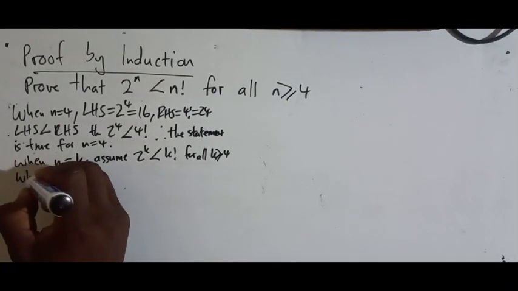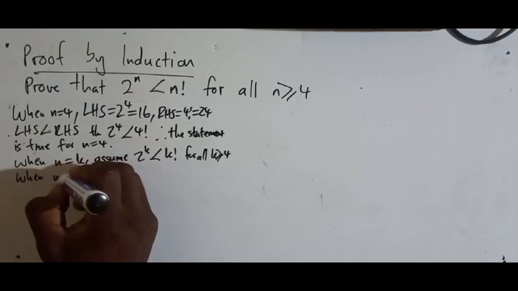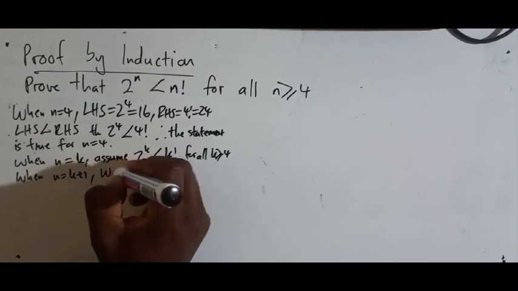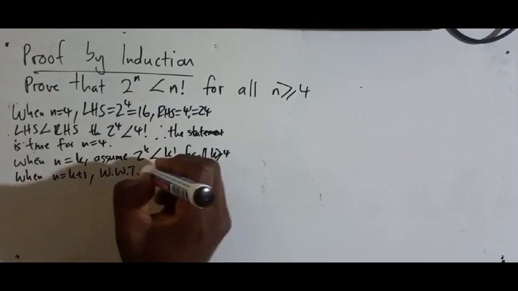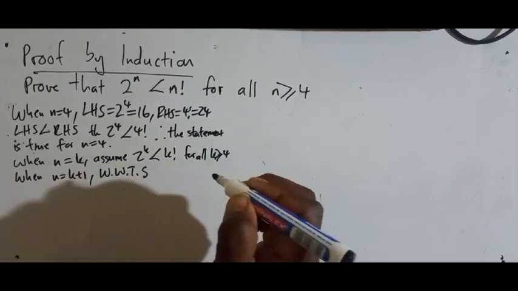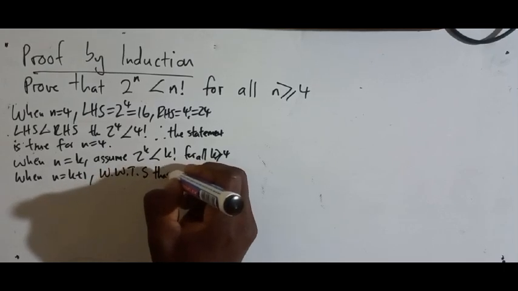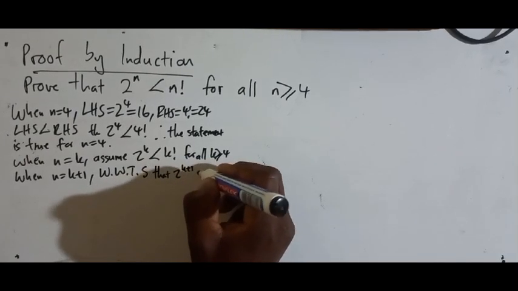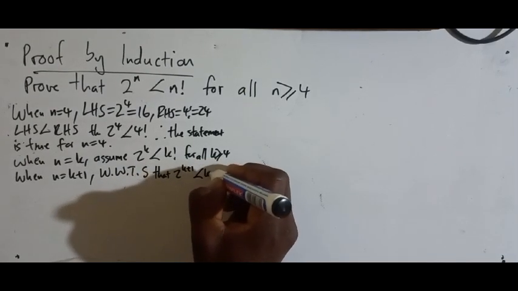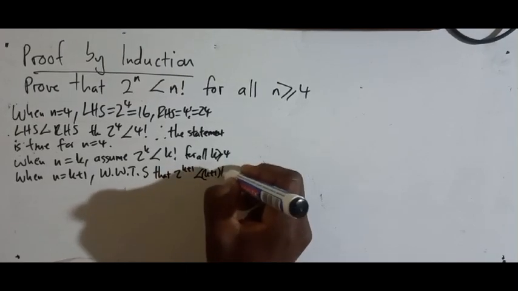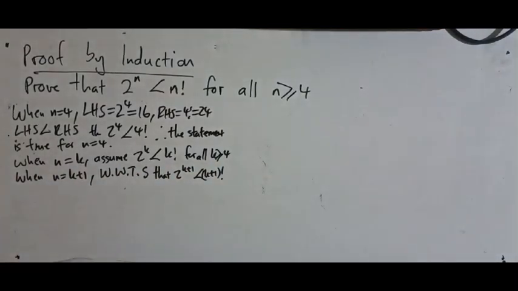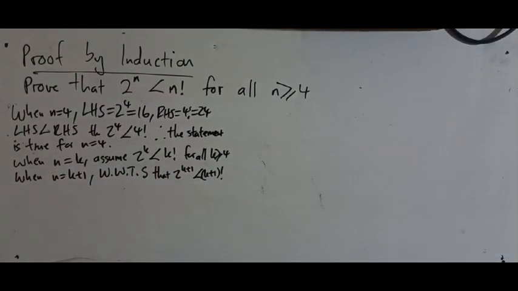So when n equals k plus 1, we wish to show that 2 to the power, where there is n, we now put k plus 1. So 2 to the power k plus 1 is less than k plus 1 factorial.